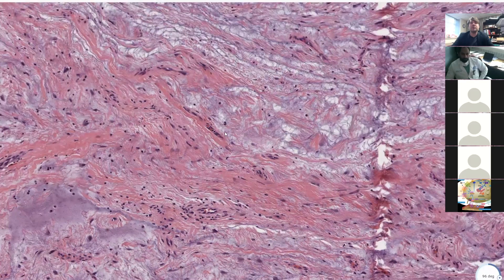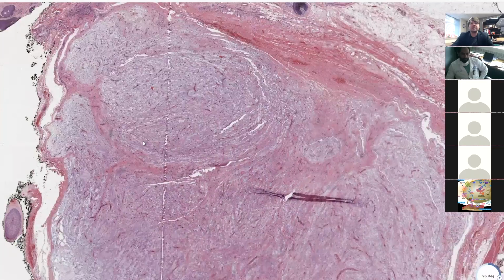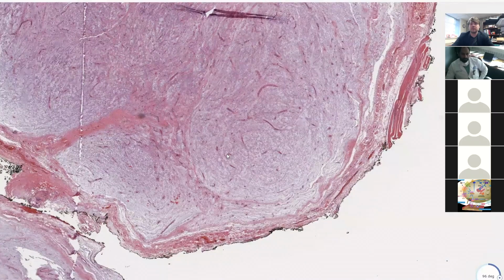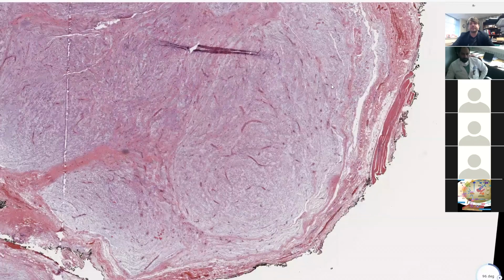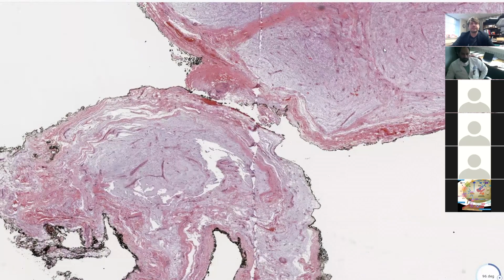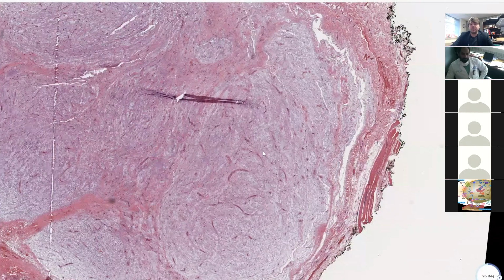So what name would you give to such a lesion as this? Does anyone have a suggested name for this entity? So I'm seeing angiomyxoma and myxoma. Okay, any other options? Those are both good. Okay, no takers. The answer is yes, both of those are correct.